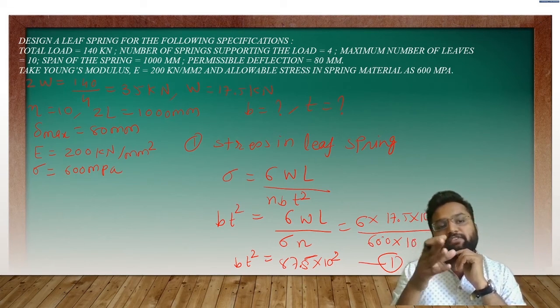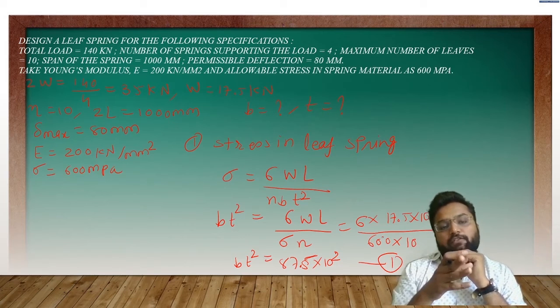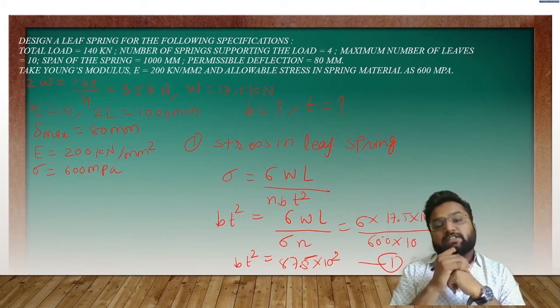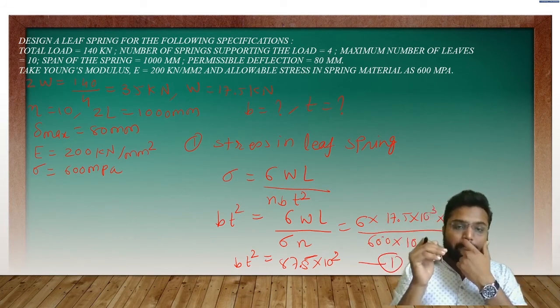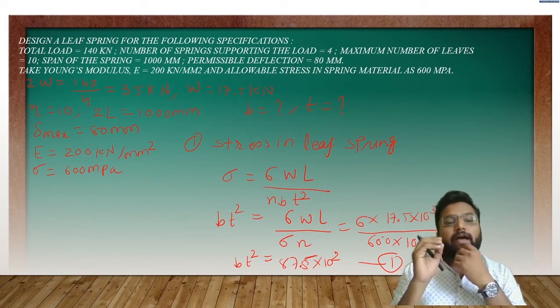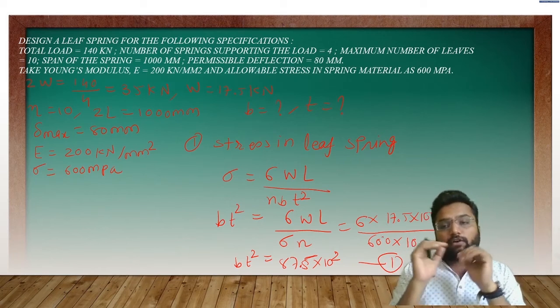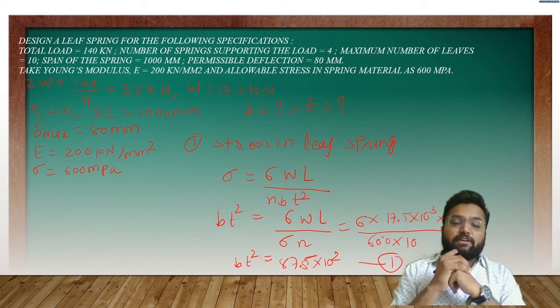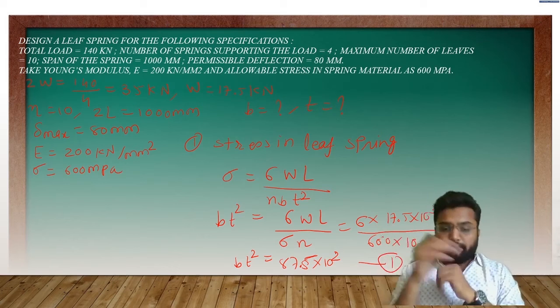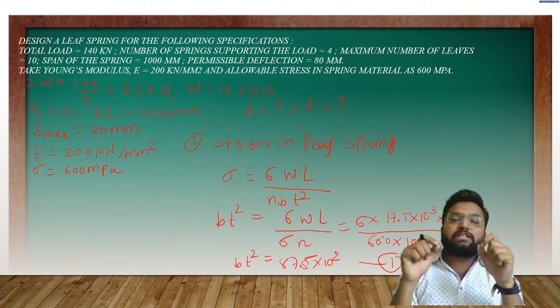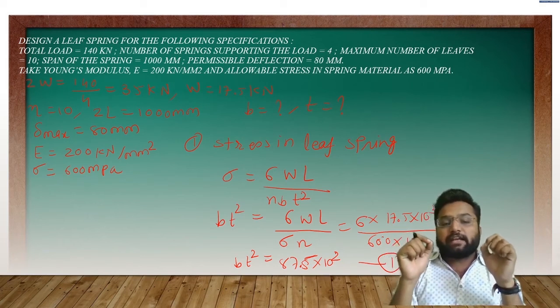The number of leaves we have is given as 10. The span of the spring is given as 1000 mm. Span is nothing but 2L, as we have seen in the previous session on the design of leaf spring. Ultimately, you are given the permissible deflection as well as Young's modulus and limiting stress. From the limiting stress, we established our first equation in terms of BT square, by using the equation of stress.